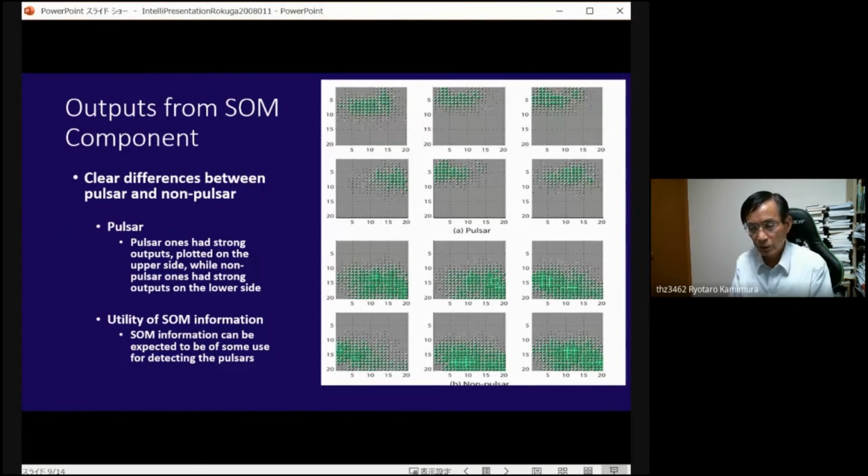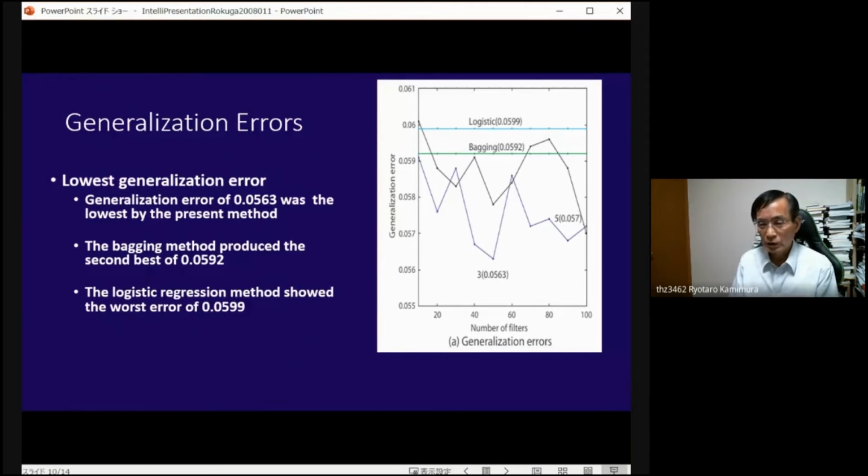From the output of some component, we could see clear differences between pulsar and non-pulsar. Pulsar ones had strong outputs plotted on the upper side, while non-pulsar ones had strong output on the lower side, and this information can be expected to be of some use for detecting the pulsars. These are generalization errors. The lowest generalization error was obtained by the present method. The second best one was obtained by the bagging method. The worst one was obtained by the logistic regression analysis.